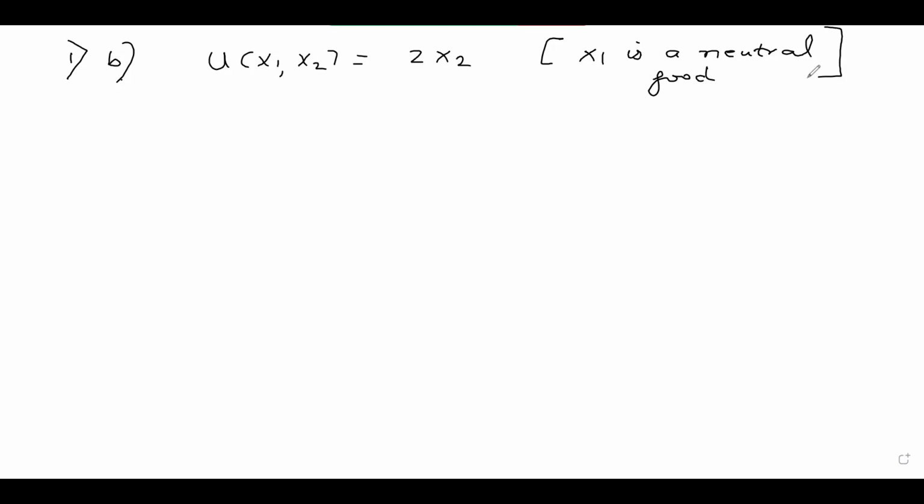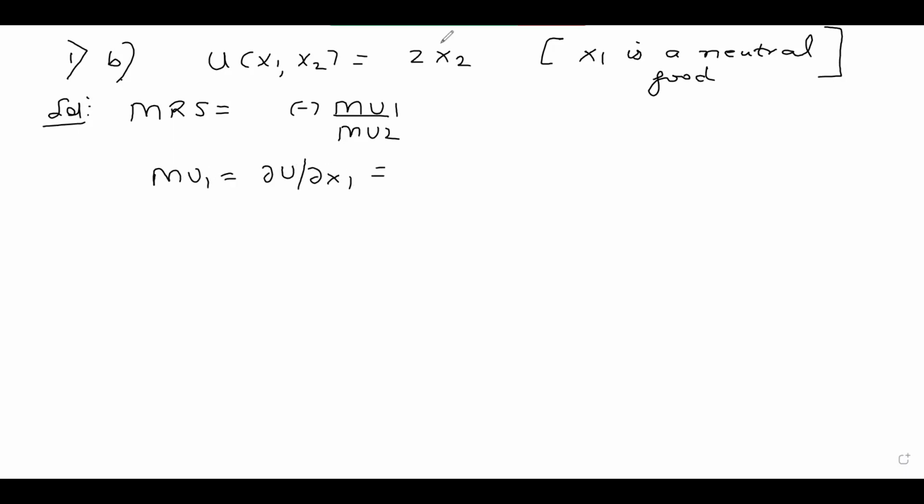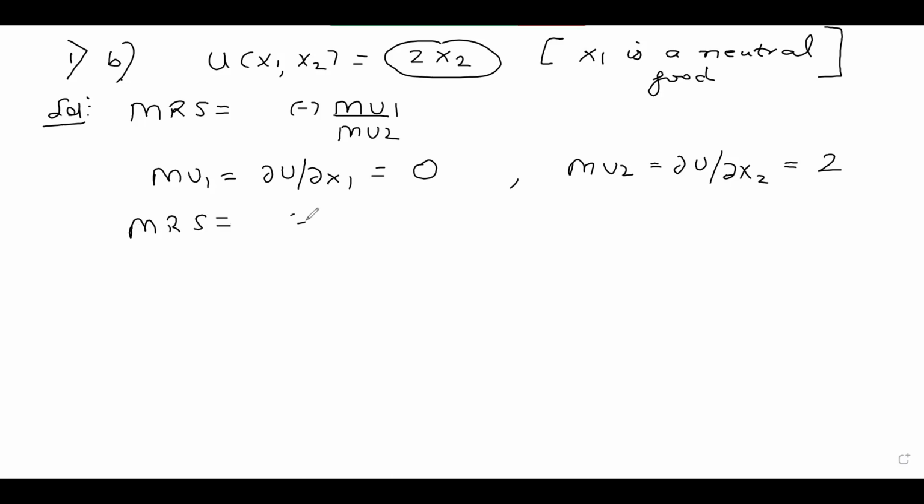Okay, so how do I find MRS? Again, very simple, minus MU1 over MU2. MU1 is del u by del x1, but there is no x1 in my utility function, so del u by del x1 is 0. What is MU2? Del u by del x2. If I partially differentiate the utility function with respect to x2, I get 2. My MRS will be minus del u by del x1, which is 0, over MU2, which is del u by del x2, which is 2. Answer is 0.